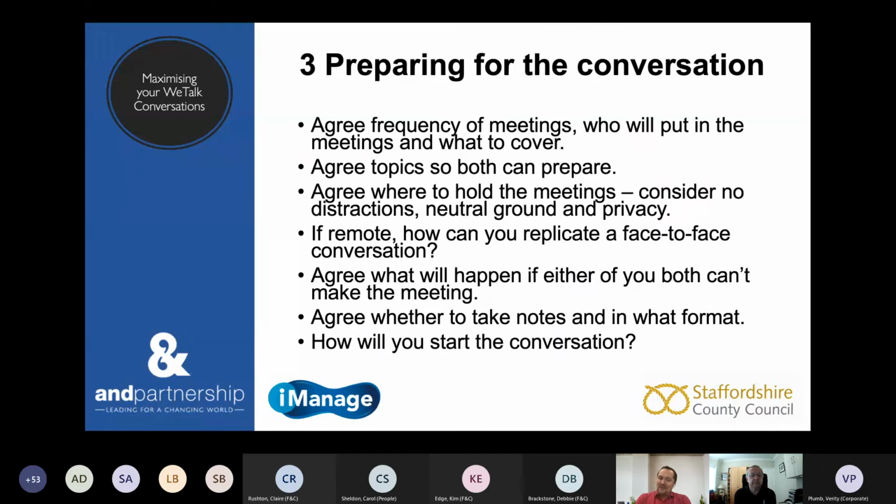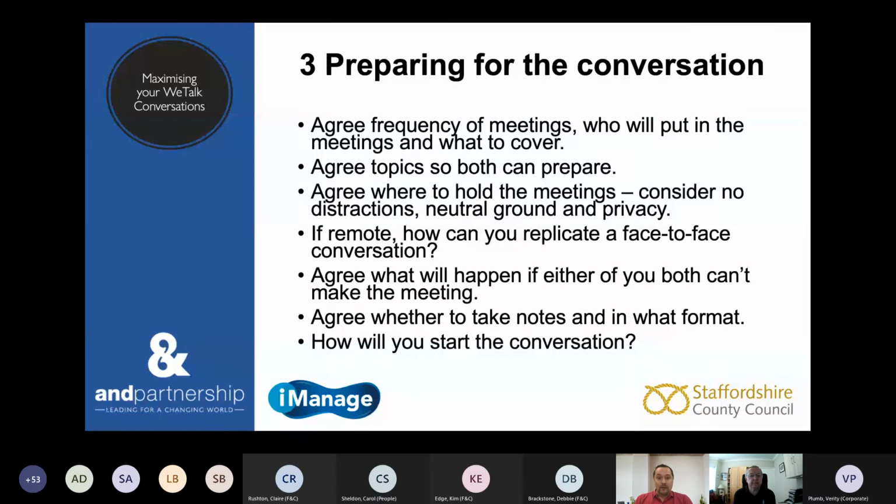Where to hold the meetings. Again, this can be really difficult at the moment. We know that a lot of people are working remotely from home, not everybody, but we've still got to hold the meetings. We still need to have the conversations. So consider, if it is over Teams, making sure that there are no distractions. Is it on neutral ground? And think about privacy as well, both for you as the leader and for the colleague. People might be homeschooling, and there might be many distractions around people working from home. So it's about agreeing that, and it's both parties' responsibility.